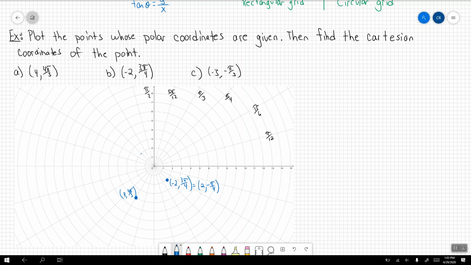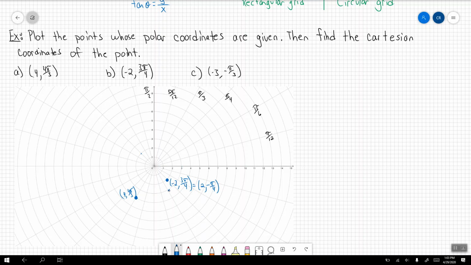The next one's going to be -3. So again, I'm going to do this with positive radii. So 1, 2, 3. Now I'm going to go to -pi thirds. -pi thirds just means I traverse in a negative direction for my angle measurement. So I'm going to go down to -pi thirds, so that's going to be -60 degrees. Keep going, keep going, keep going, and it's right in here.